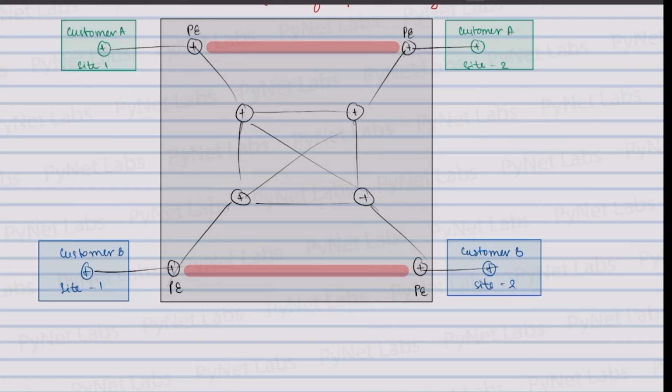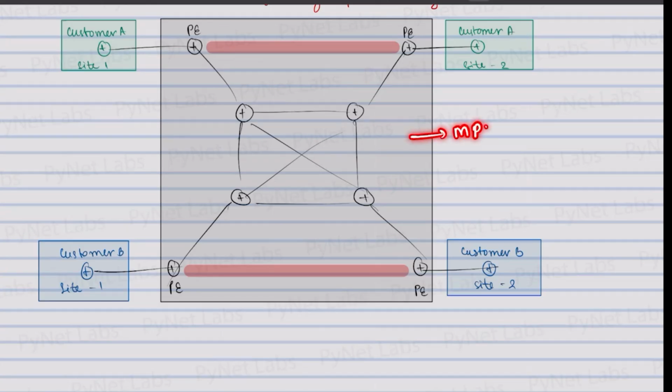Why? Because there would be thousands of customers and I cannot have a dedicated tunnel for each and every site of each and every customer. Correct? This will again become resource hungry and would utilize a lot of my resources on the provider edge routers. So what we go for is MPLS.